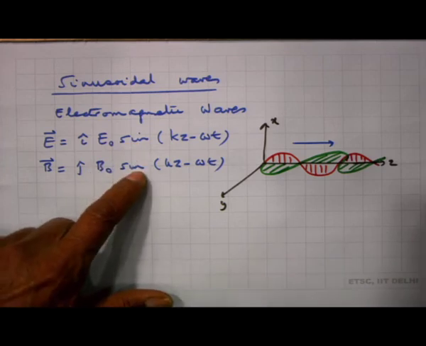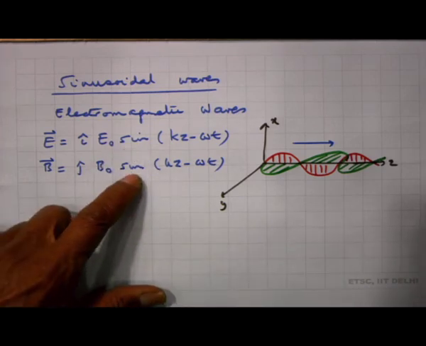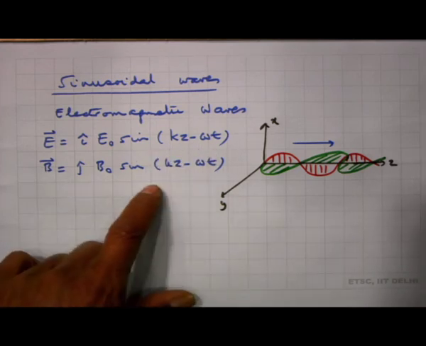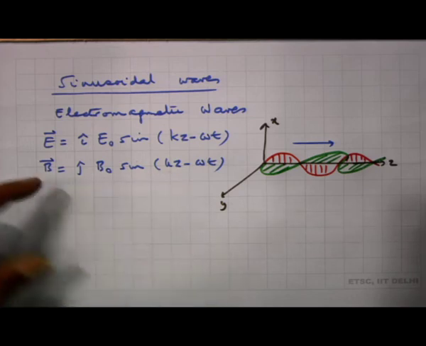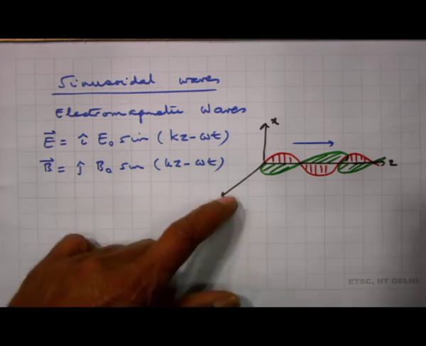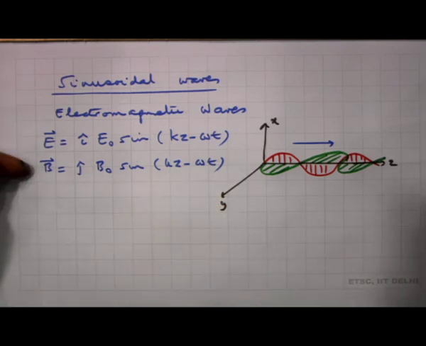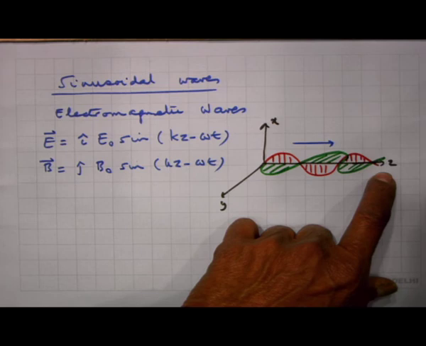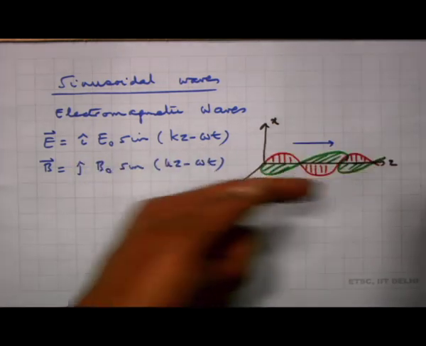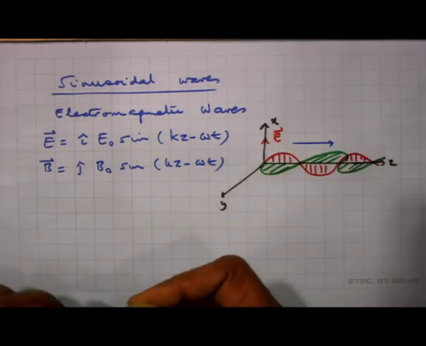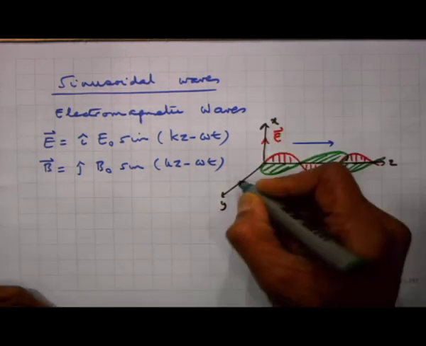These are sinusoidal waves because they are sine functions. As you can see, both are in phase because both are sin(kz minus omega t). Their directions are such that if E is along i cap, B is along j cap. So, E and B are perpendicular to each other, and both of them are perpendicular to the propagation direction, which is along the z cap direction. The wave is propagating along z; this is the electric field direction, and this is the magnetic field direction here.